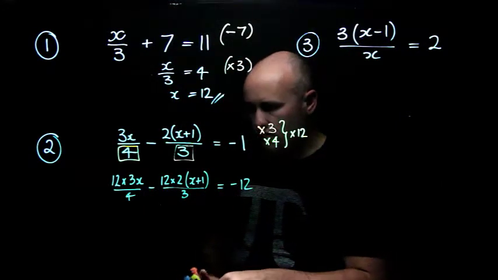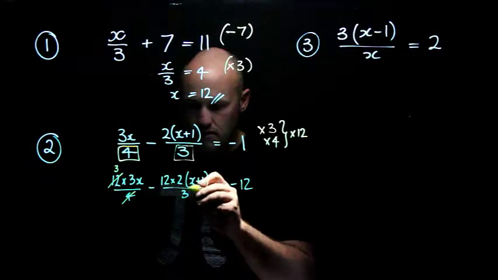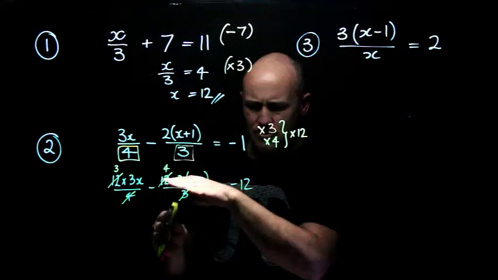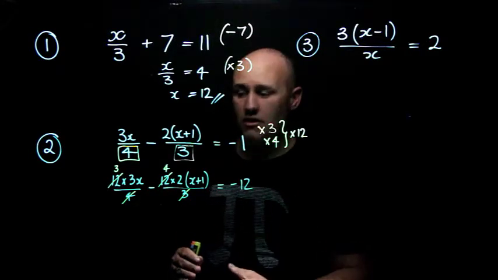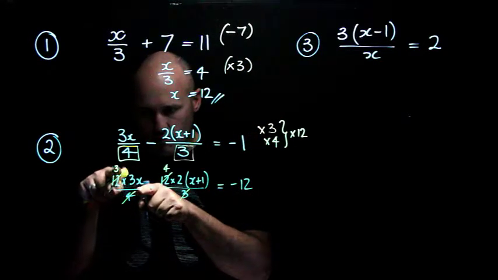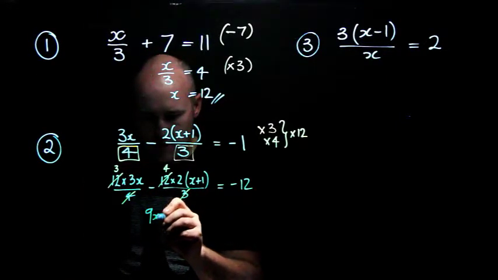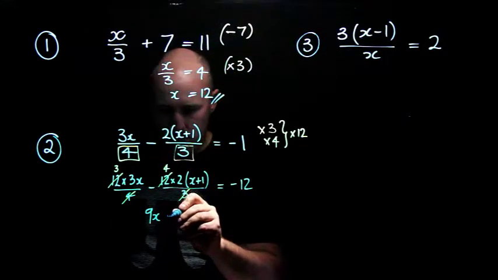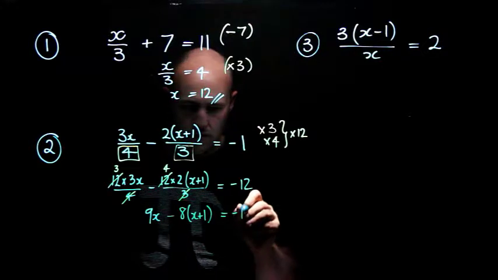I've done that deliberately because I'm going to do some simplification now. The 4 and the 12 simplifying, that leaves me a 3. The 3 and the 12 simplifying, that leaves me a 4. So however you deal with that, that's fine. You don't necessarily have to show this full line of working, but it's about setting up procedures that work every time, and that's one procedure that works every time. So I'm left with 3 times 3x, which of course is 9x. And here I've got 4 times 2x plus 1. The 3 and the 12 are gone, so it's minus 8x plus 1 equals negative 12.